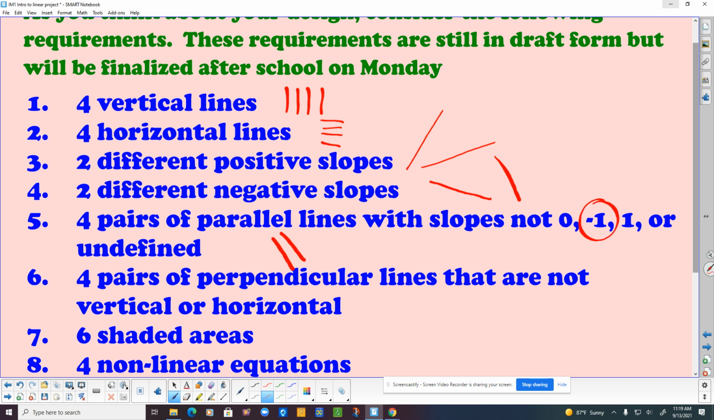But it can't be a slope of negative 1, 1, 0, or undefined. Meaning, if I do my four parallel lines, no, those are vertical. Okay? Four pairs. Oh, that's one pair. So here's a pair, here's a pair, here's a pair, and there's a pair. Four pairs. That's what you're going to be doing in your drawing somewhere. They can be small, they can be large.